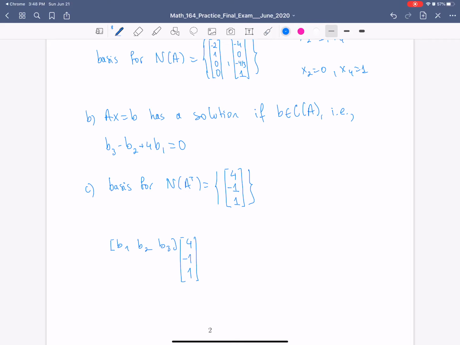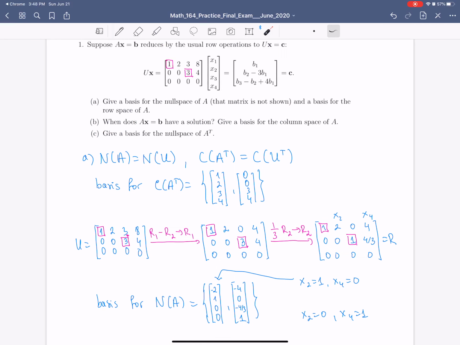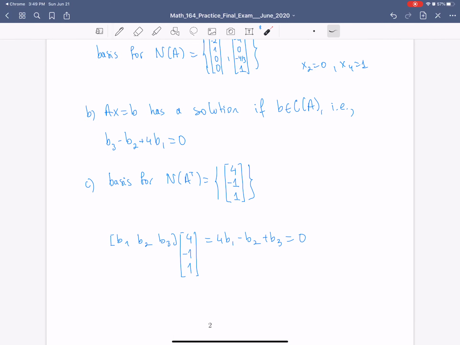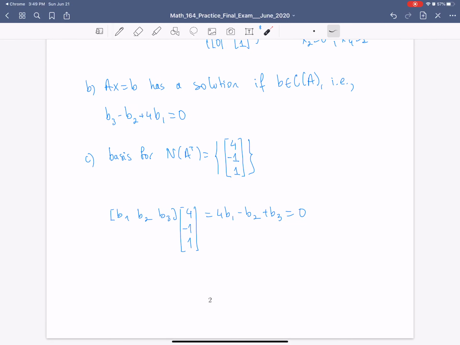So if I take the dot product, what I get is 4b1 minus b2 plus b3 equals 0. Why does it equal 0? Because that's what we were given right here. If this vector comes from the column space of A, then we know that the third component must be 0. So from here, this just confirms why this vector is in the left null space.